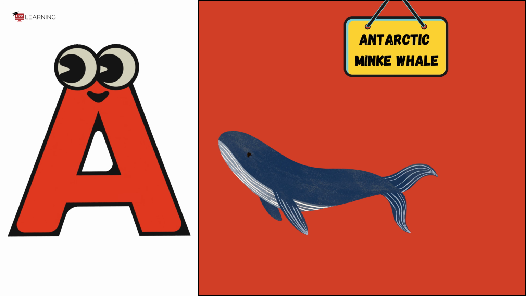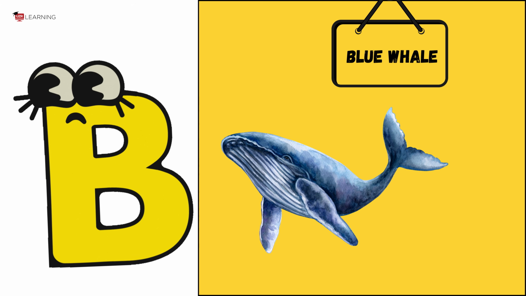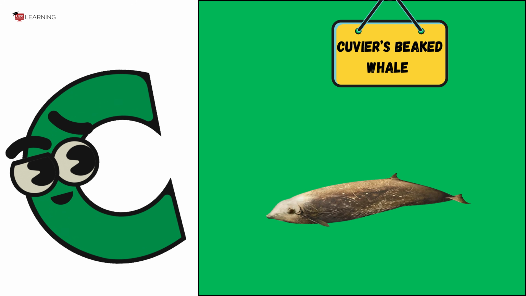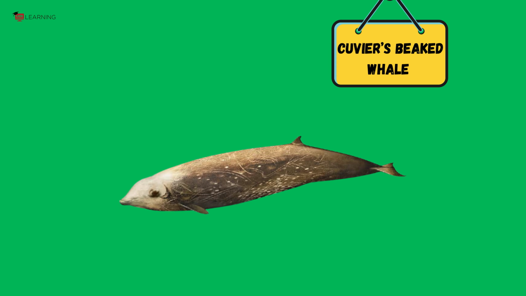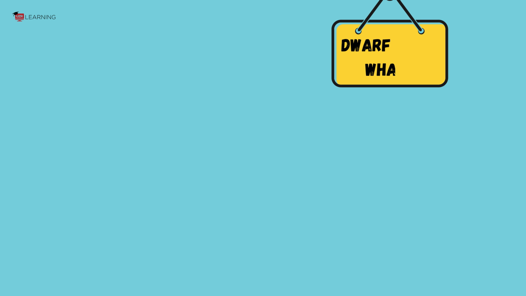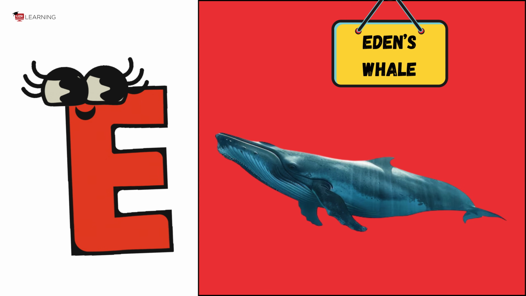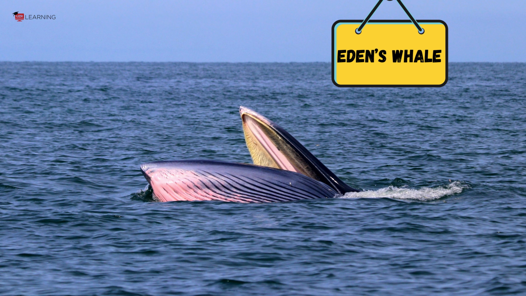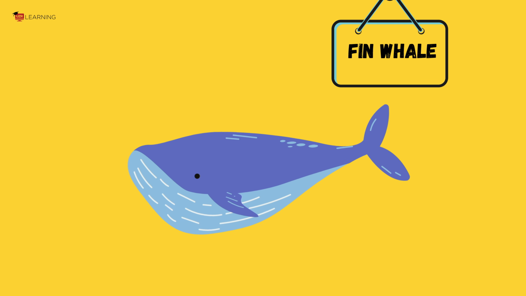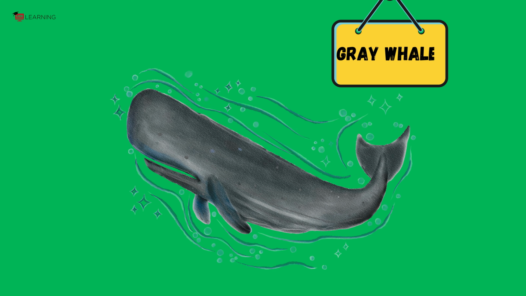A is for Antarctic minke whale. B is for blue whale. C is for Cuvier's beaked whale. D is for dwarf sperm whale. E is for Eden's whale. F is for fin whale. G is for gray whale.